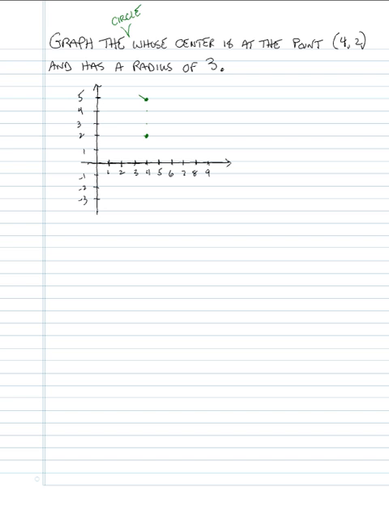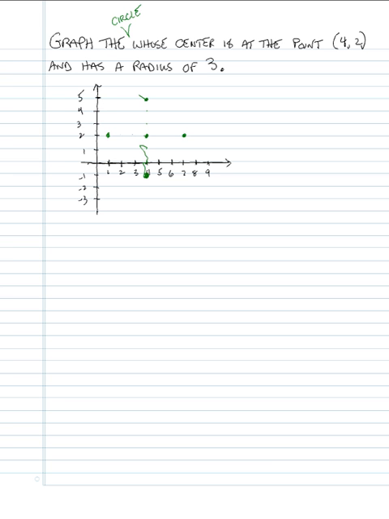Now if I move 3 units vertically downward from the center, 1, 2, 3, that puts me at this position. And that's also on the circle. Okay, now if I move to the left 3 units from the center, 1, 2, 3, that puts me at this position. And if I move to the right, 1, 2, 3, that puts me at this position. And so I have 4 points that are on a circle.